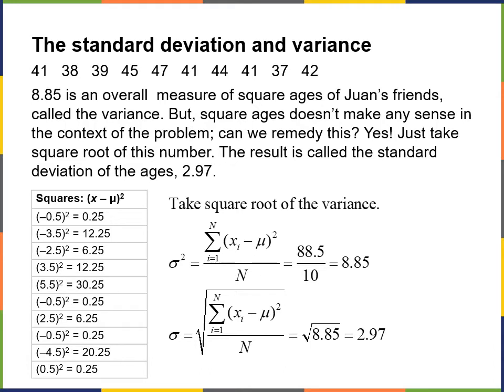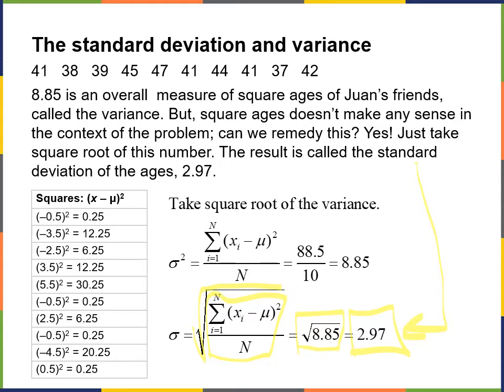So to remedy that square we did earlier in the calculation, we'll now take the square root of the variance. This is how we calculated the variance. We take the square root of that to remedy the square we did, and the square root of 8.85 is 2.97. And that 2.97 is what we're going to call the standard deviation.